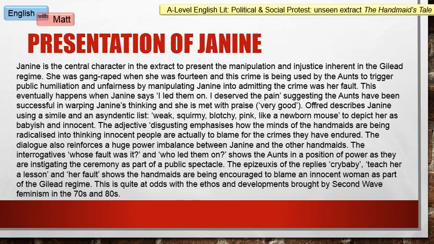The epizeuxis of the replies, "Crybaby, teach her a lesson," and "her fault," shows the handmaids are being encouraged to blame an innocent woman as part of the Gilead regime. This is quite at odds with the ethos and developments brought by second-wave feminism in the 70s and 80s. So this student has guessed what second-wave feminism was. In a nutshell, getting women more rights and having more equality.